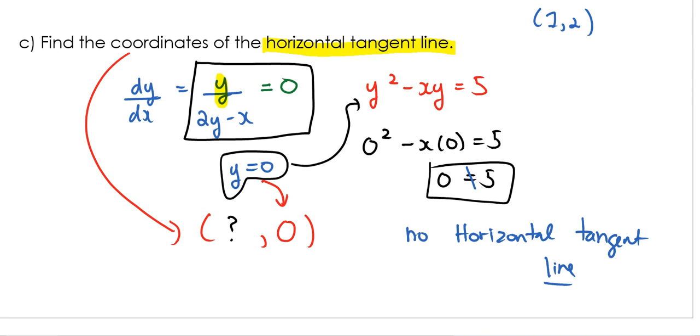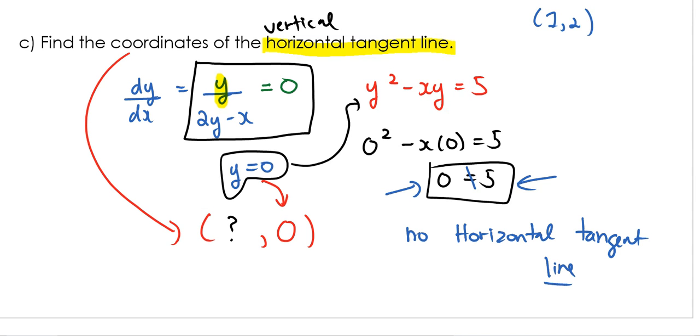Okay, so unfortunately for this problem, we did not get a horizontal tangent line because we end up with this conclusion over here, and so we just finish off by saying that there is no horizontal tangent line. Another good question that you should start thinking about is, I could ask you, find the coordinates of the vertical tangent line. So that's another good question that could appear on your real test.